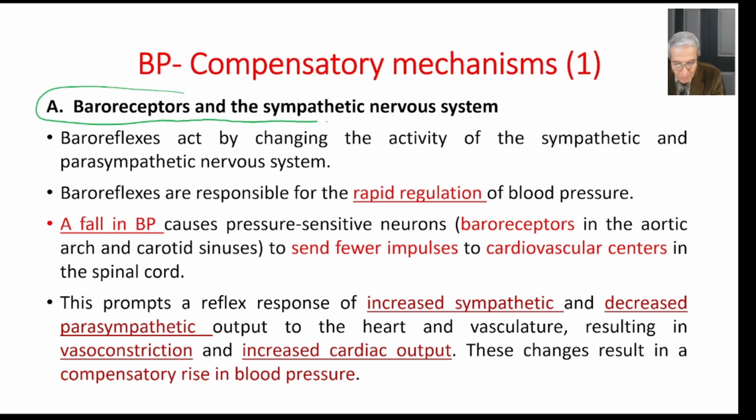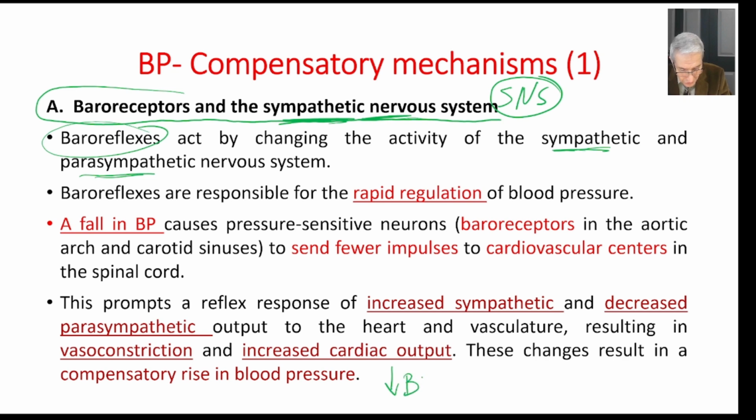This baroreflex mainly affects the sympathetic system. Here we are talking about the nervous system, the sympathetic nervous system. Okay, so baroreflex acts by changing the activity of the sympathetic system and parasympathetic system. So we have two systems there. The baroreflex may be activated or inhibited. Okay, so what they found there, I will maybe summarize.